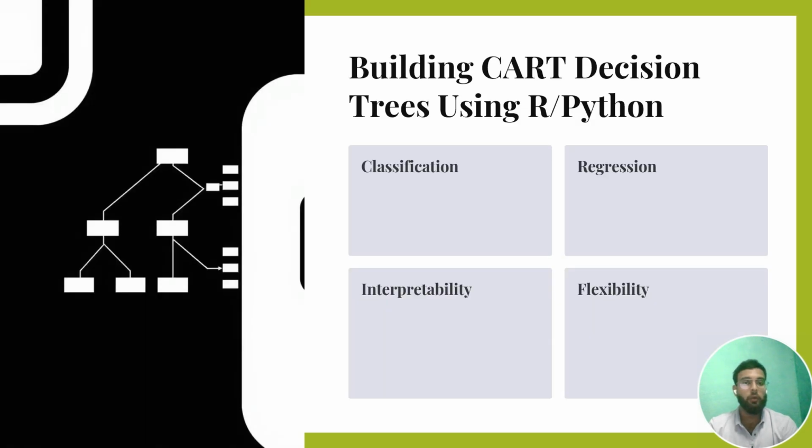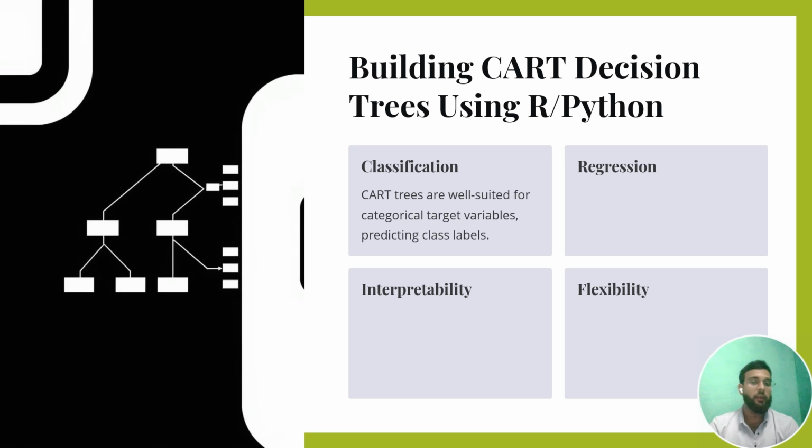Now we'll talk about building CART decision trees using R and Python. First we'll look at classification. CART trees are well suited for categorical variables, predicting class labels. Meaning CART trees are used where we have categorical target variables, for predicting class labels, meaning class names.